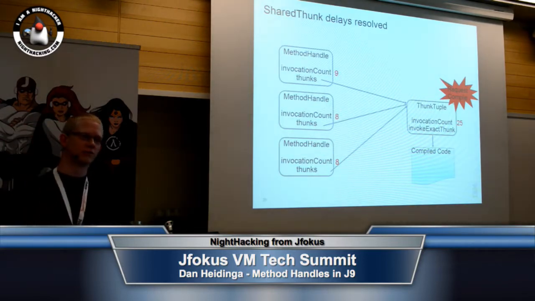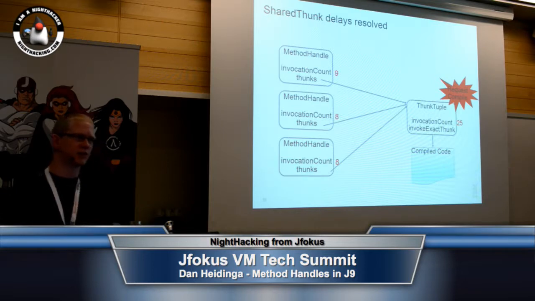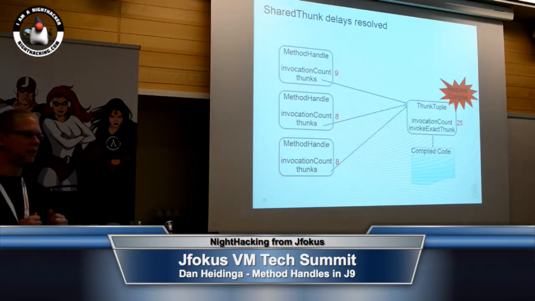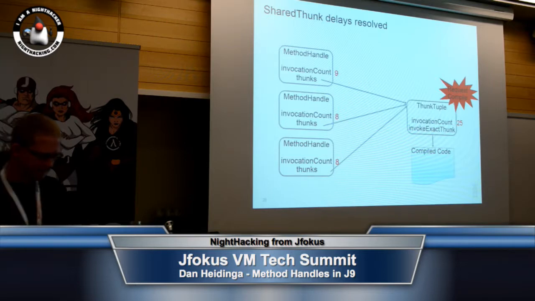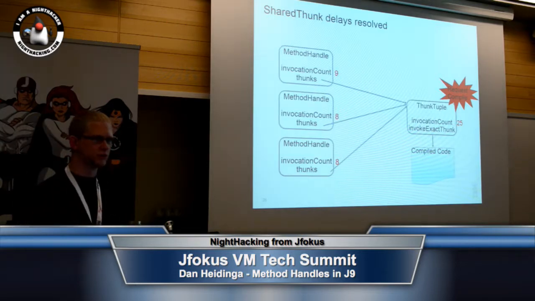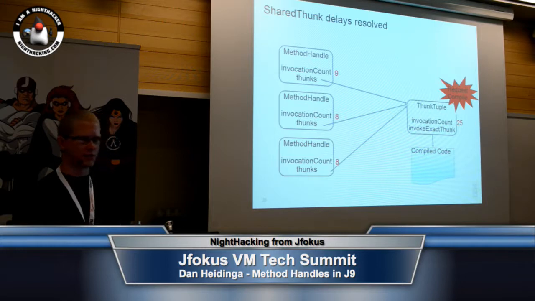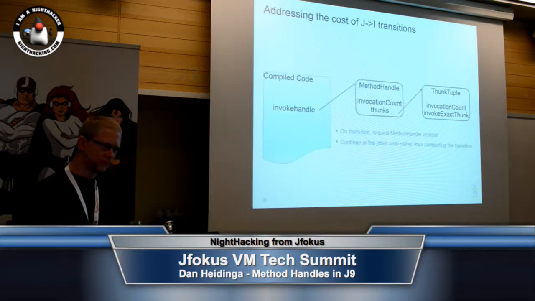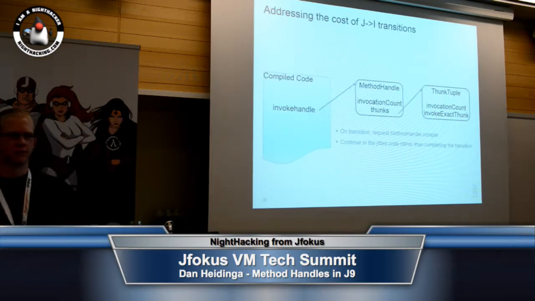And this is actually the only reason that the thunk tuple has a count. It's our shared guy. We want to get him compiled as quickly as possible, so the interpreter does all its counting there. Great, so you run interpreted for a little while, and then you hit your threshold, and then you request the compile. Well, unless you're running compiled code.